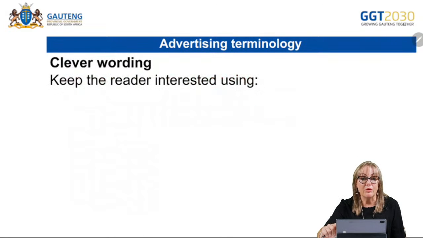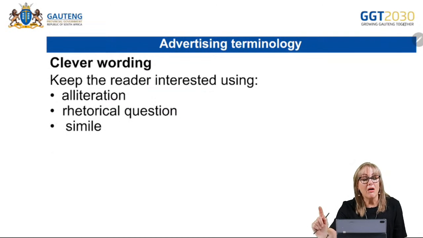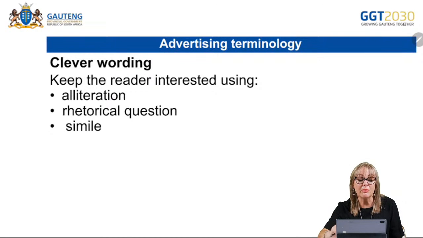Then they also use clever wording, and they have to use clever wording because they need to get you interested. They must keep your interest. So they use alliteration, rhetorical questions, simile. Aha, I hope you have a light bulb moment now. Do you remember that this was discussed in last week's lesson in literature? Yes, because these things are figures of speech. And we discussed them extensively in the visual literacy, but they also appear in advertisements. You will also see figures of speech even in your comprehension test. So you must always be aware that these things are interlinked.